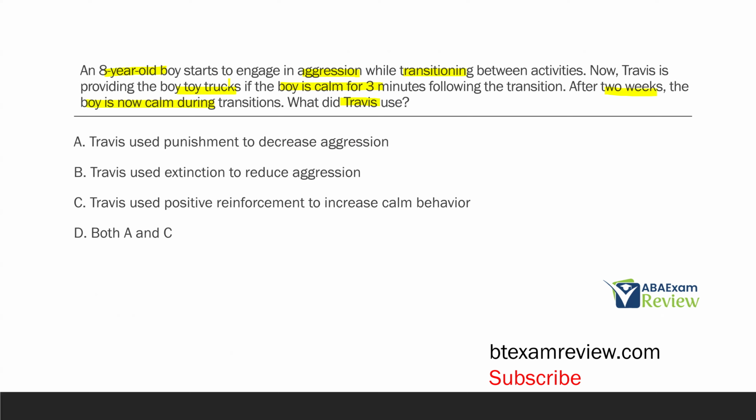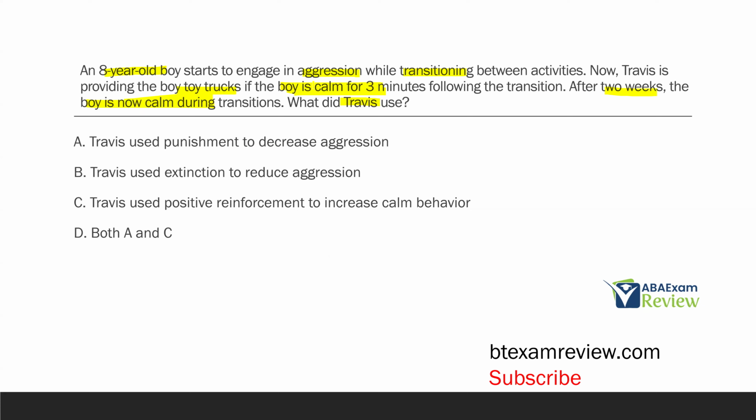Now be careful, okay? We know the boy was engaging in aggression, but we're not talking about aggression for the consequence. The consequence was given if the boy was calm. We don't talk about aggression anymore. We're talking about calmness, which increased. And since the calmness increased, it couldn't have been punishment. Same as extinction. We're no longer talking about the aggression.